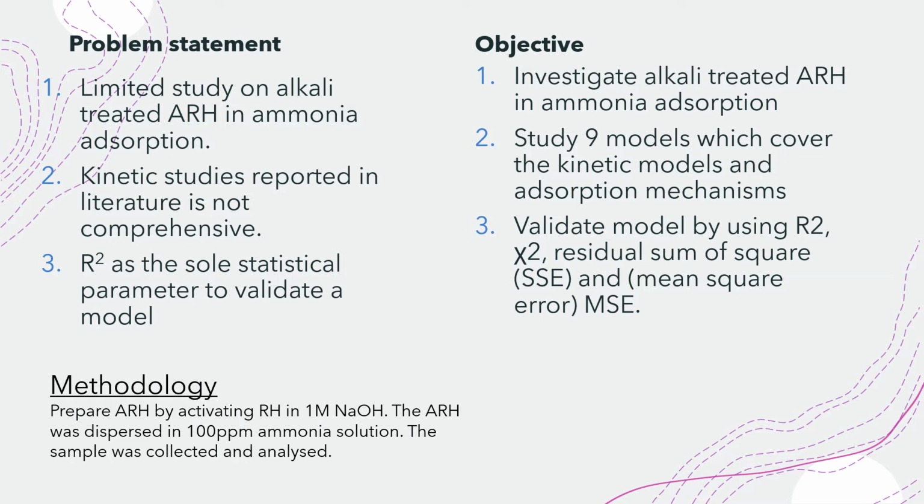In this study, activated rice husk was prepared by soaking the charred rice husk in 1 molar of sodium hydroxide for 24 hours. Then, the rice husk was dispersed into ammonia solutions and stirred at 150 rpm. The sample was collected to measure the ammonia concentration.